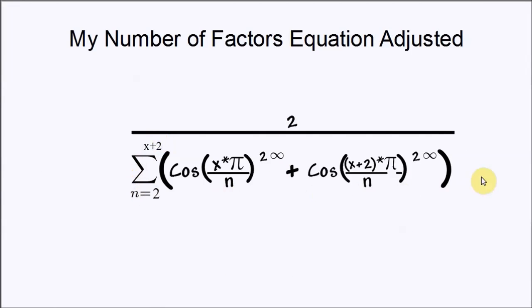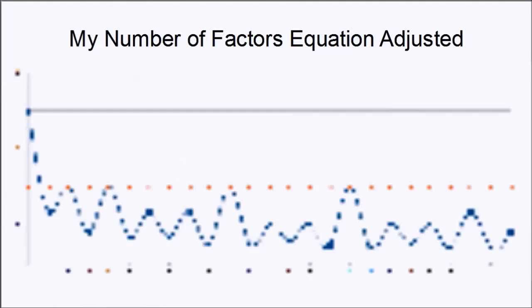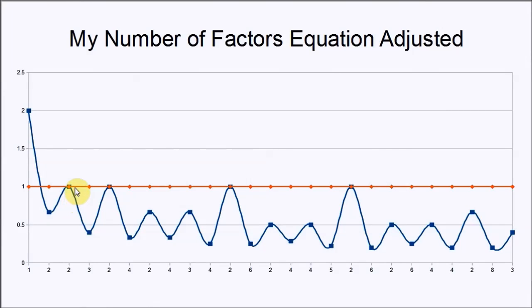I take the original equation, I take 2 over the original equation. That gives me this new function. This function pretty much flips everything over, and now it has a nice property: at the points where it's a twin prime, it's at 1, and at the points where it's not a twin prime, it's a number between 0 and 1.